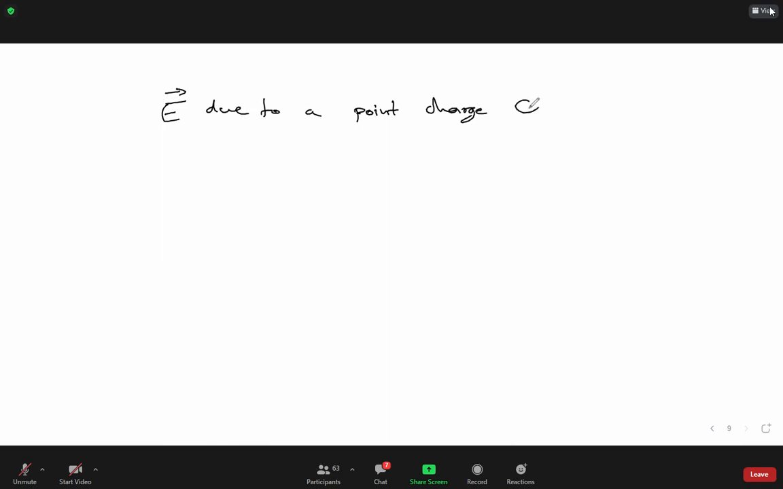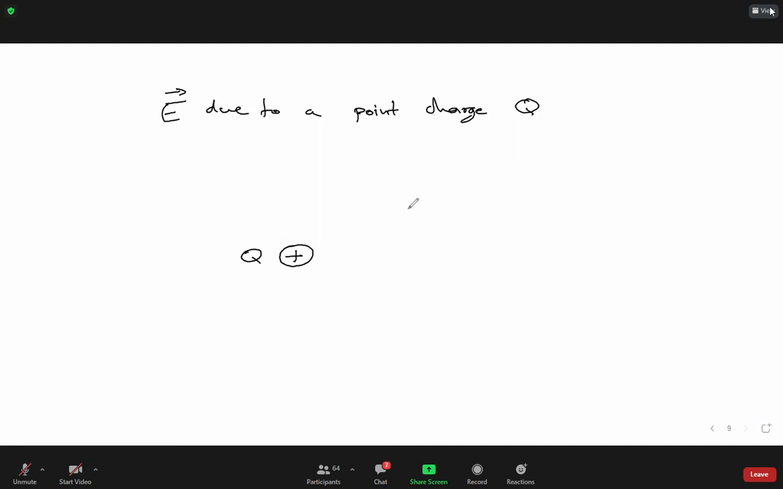Let's call that point charge big Q. So let's put it over here. Here's big Q. So this generates an electric field. It's a point charge. I named it positive for no particular reason. All right. So what does the electric field look like?